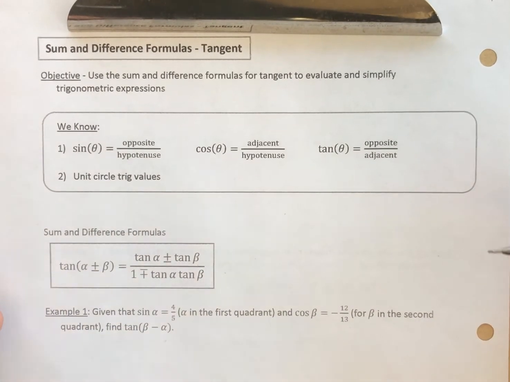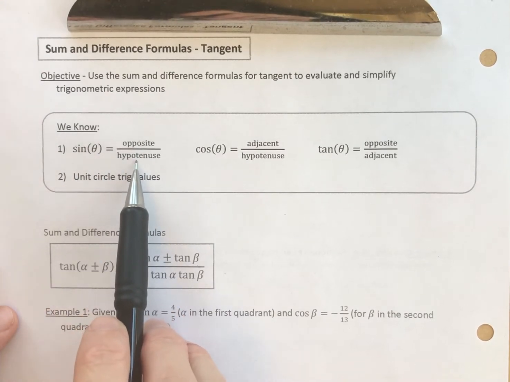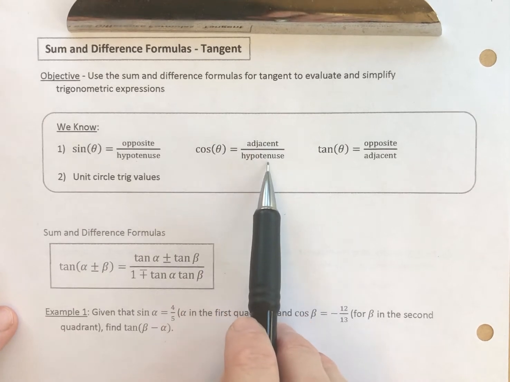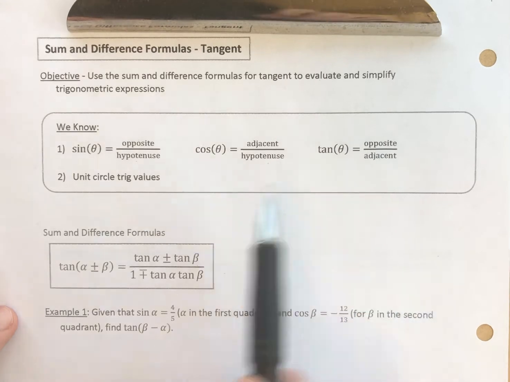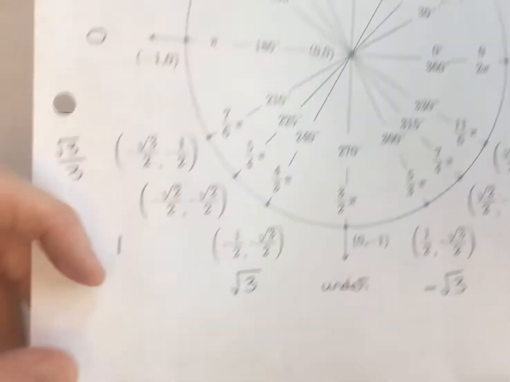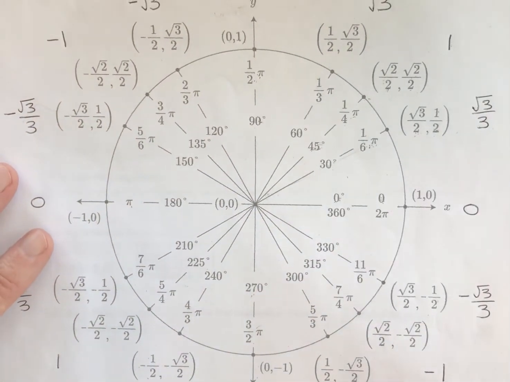Let's recall what we know. We know that the sine of an angle is the opposite over the hypotenuse. The cosine of an angle is the adjacent over the hypotenuse. The tangent of an angle is the opposite over the adjacent. And we know our unit circle trig values. I'll pull that unit circle chart out here. Okay, I've got most of it in there.